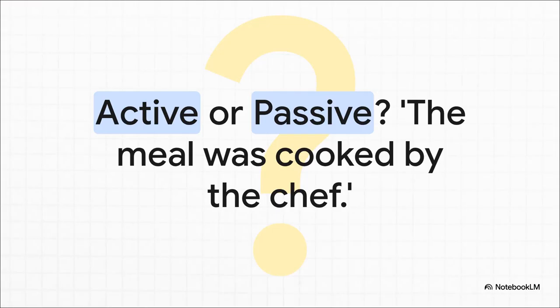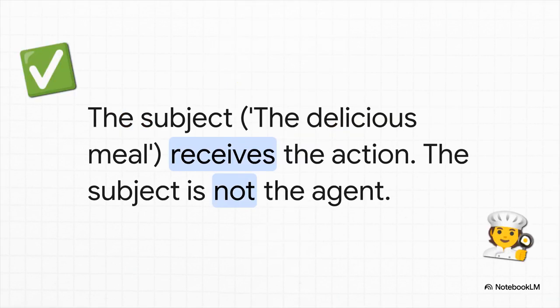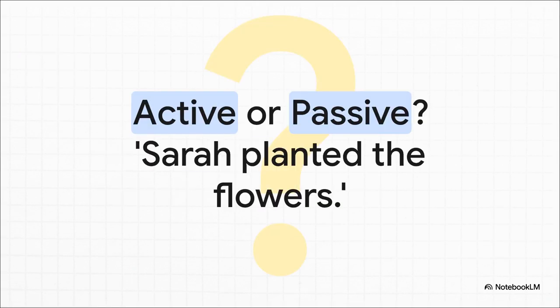Ready? First up, the delicious meal was cooked by the chef. What do you think? Find the subject, and then ask yourself, is it also the doer? If you said passive, you nailed it, absolutely. The subject is the delicious meal, but it's not doing any cooking. It's just receiving the action from the agent, who is the chef. So the subject is not the agent, it's passive. All right, ready for the next one?